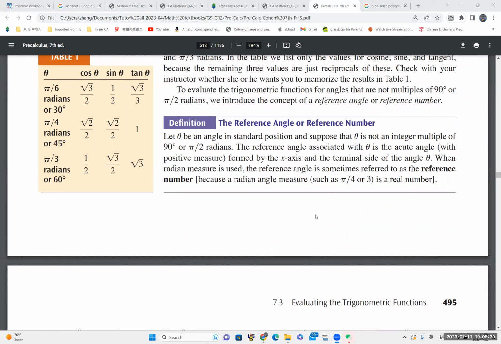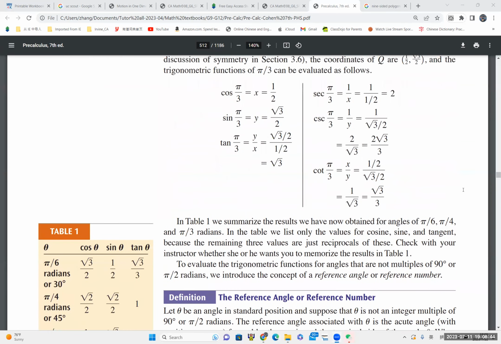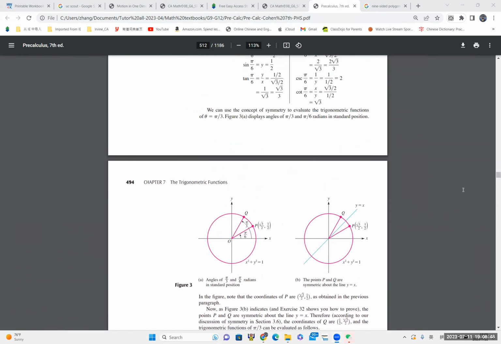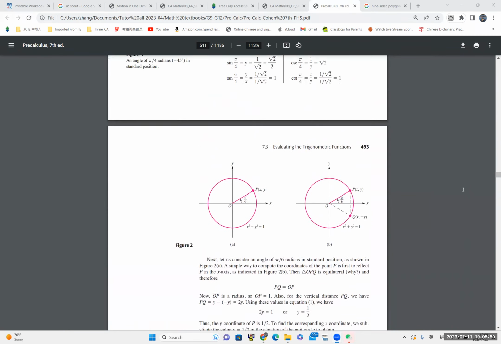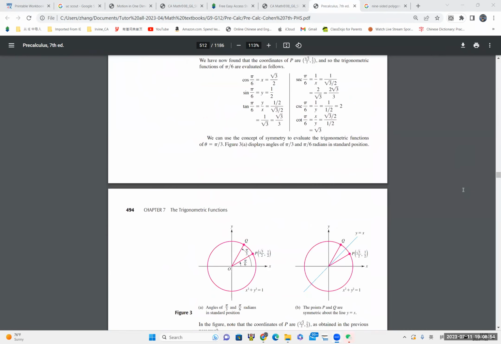No, I don't. Okay. So here we talk about the reference angle, or reference number, because your reading angle measure is a real number. Then what does reference number mean? We know reference angle. Let's say there is a definition.